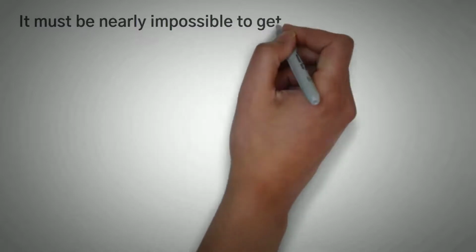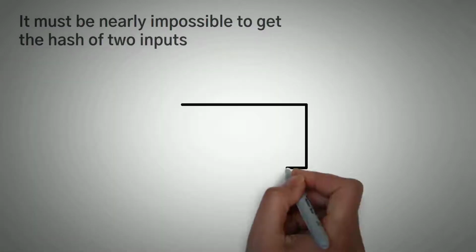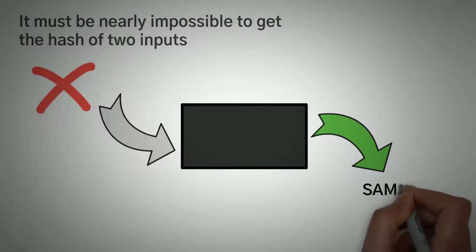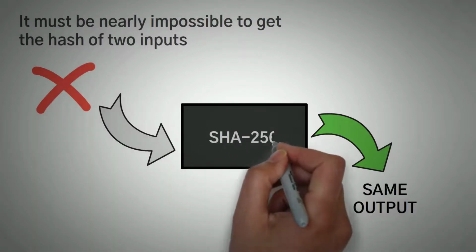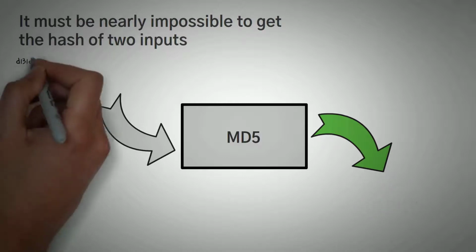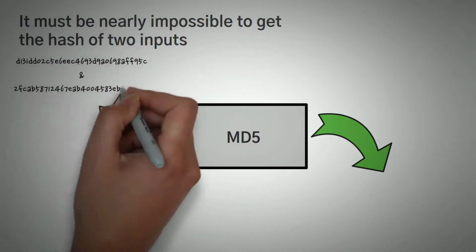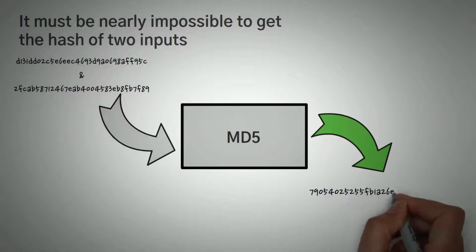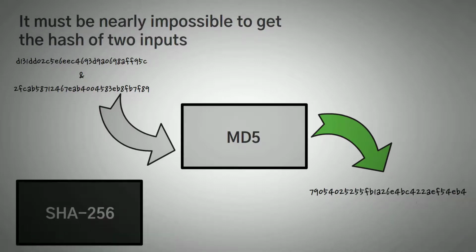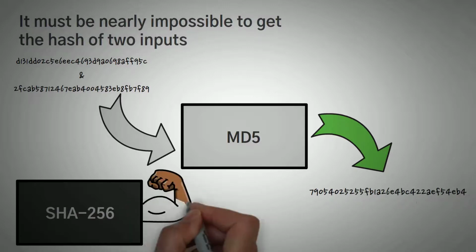Number 5, lastly, it must be nearly impossible to get the hash of 2 inputs equal to the same output. In fact, currently there are no known 2 inputs that generate the same output in SHA-256. However, in MD5, which is a different hashing function that has a different magical black box and does different math, there are a few. For example, this input and this input both give us this. However, there aren't very many of these collisions found, and SHA-256 is much stronger than MD5.